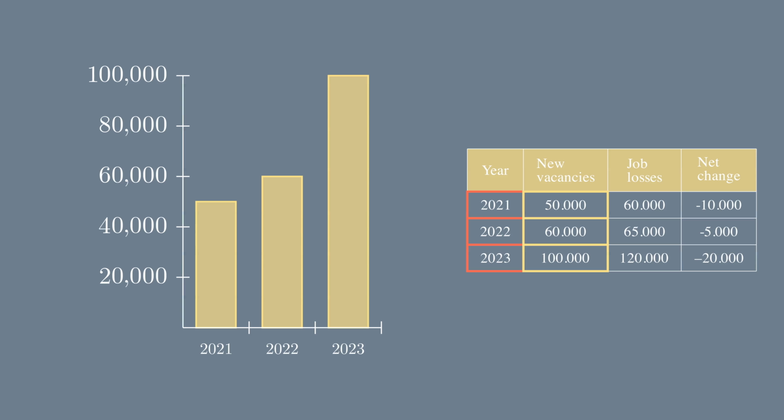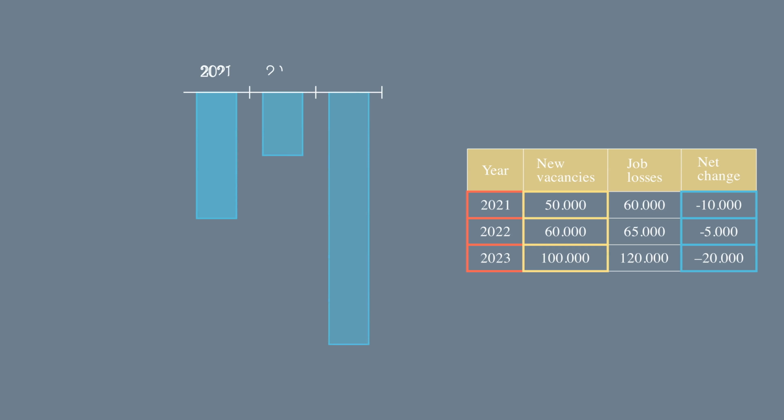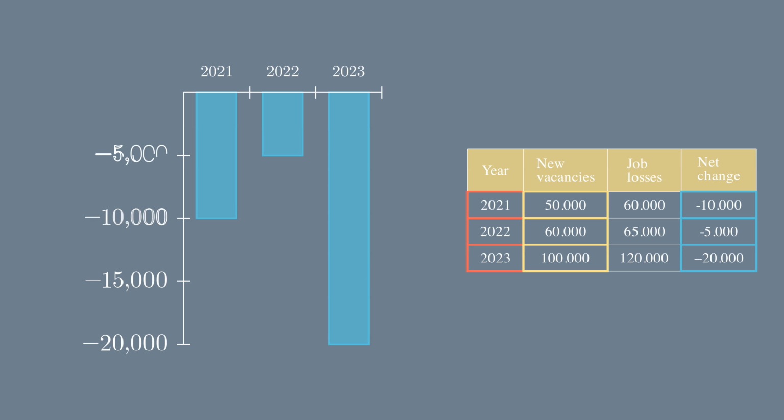In reality, however, the actual change in the job market is the net change, which is the number of jobs created minus the number of jobs lost. Let's draw the net change. In this case, the chart looks much different. As you can see, there has actually been less jobs every year because of the amount of jobs lost.